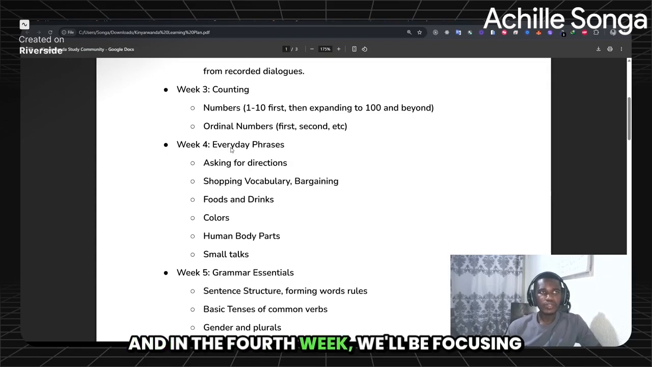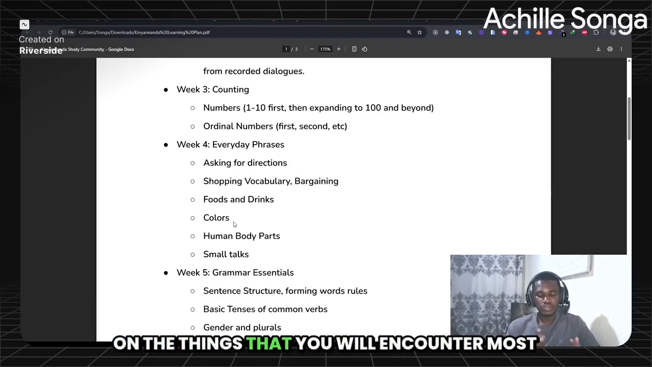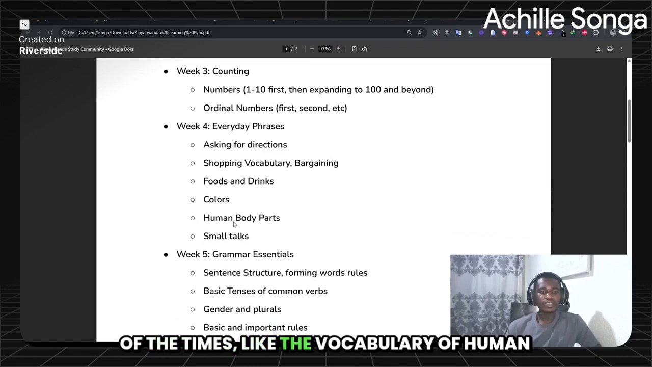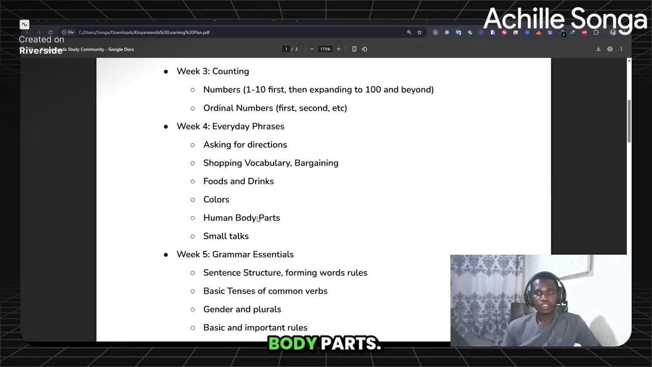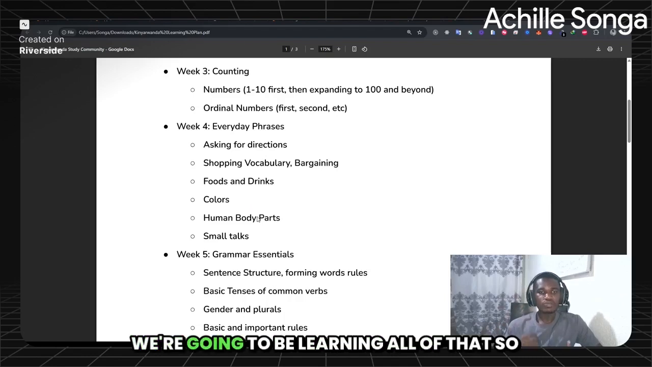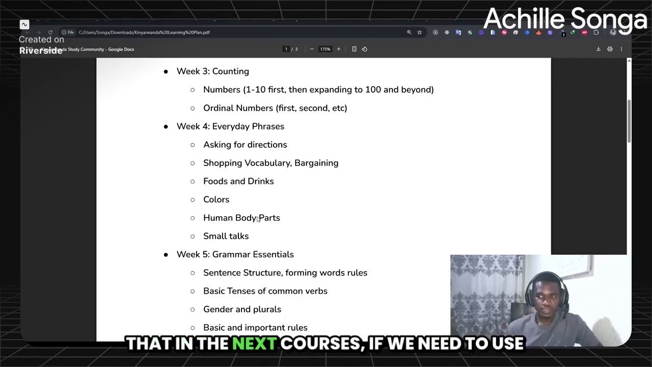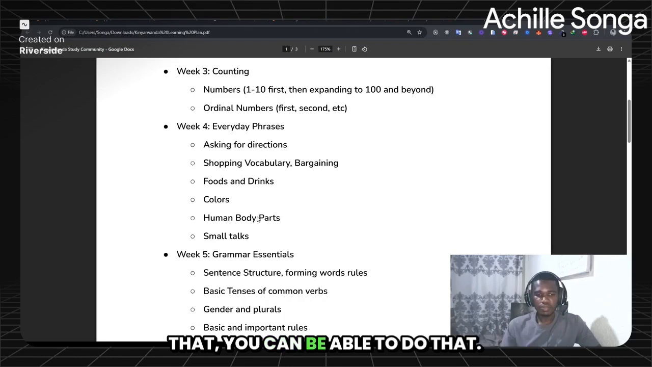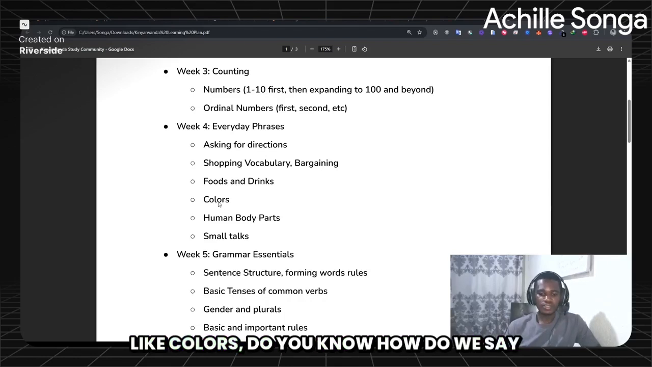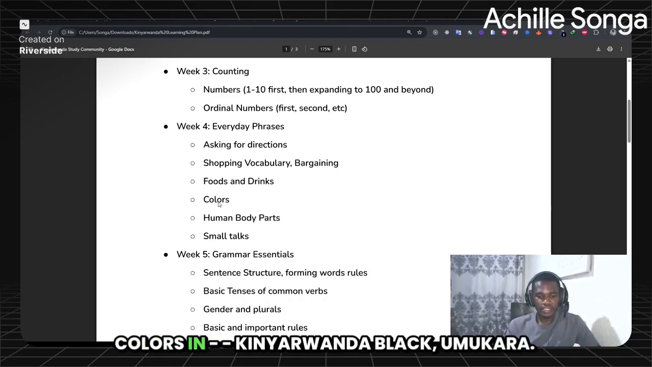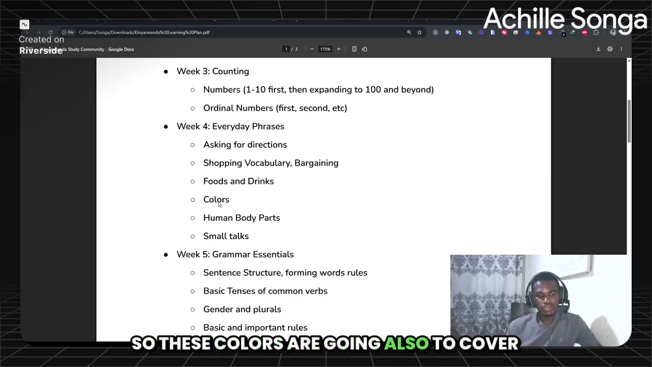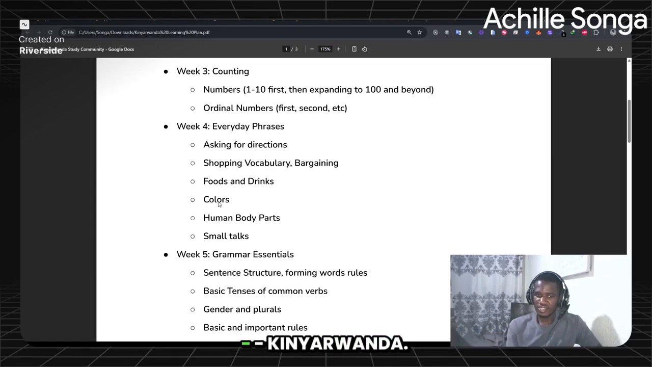And in the fourth week, we'll be focusing on the things that you will encounter most of the time, like the vocabulary of human body parts. Umutwe, this is umutwe, head. We're going to be learning all of that, so that in the next courses, if we need to use that, you can be able to do that. Like colors. Do you know how we say colors in Kinyarwanda? Black, umukara. So we're also going to cover colors, so that when we need them in the future, you're going to be using colors in Kinyarwanda.